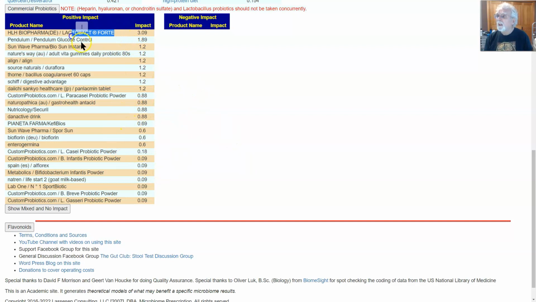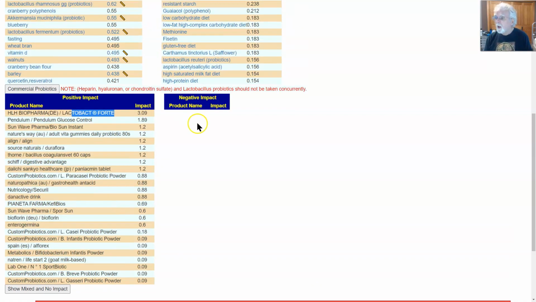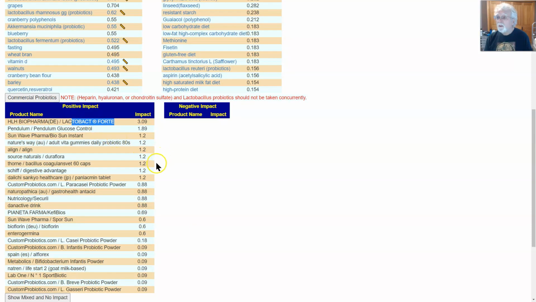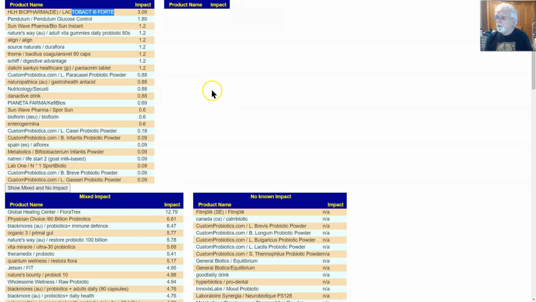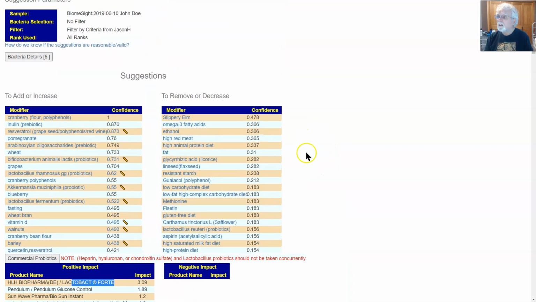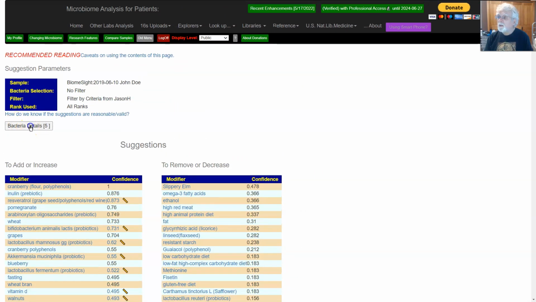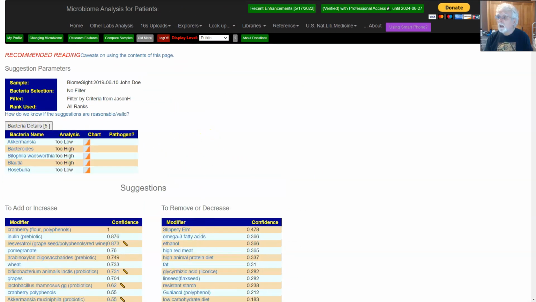So you can go in and take a look at this one, go back and forth between them if you want. But basically, every time you do it, it ends up listing everything and giving the values high or low, mixed impact or no impact. And that's based on the bacteria selected here. And in this case, we end up having 5 bacteria selected.